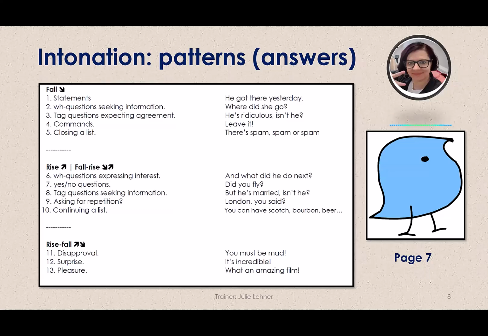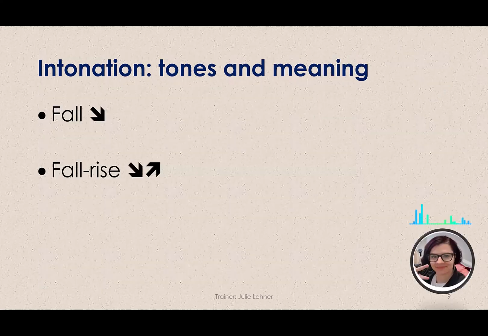Welcome back, happy people. Here are the answers to the previous task. You can also find these on page 7 in your handout. So what we have here are 3 intonation patterns: fall, rise, and fall-rise, with the mention that the fall-rise is actually more common, and rise-fall. The fall pattern, for example, is found in statements like "He got there yesterday," or WH questions seeking information, "Where did she go?" Tag questions expecting agreement, "He's ridiculous, isn't he?"